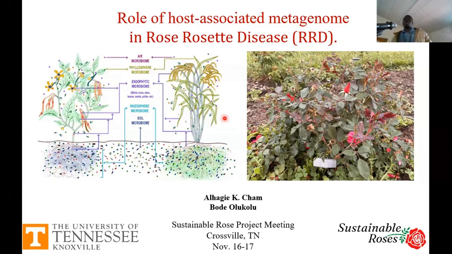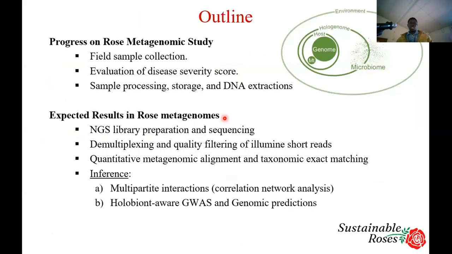I'll be talking about metagenomic studies of the rose rosette. In this project, we're working to understand the role of the host-associated metagenome in rose rosette disease. We outline some of the progress that we have made for these studies, what we're expecting to do, and discuss results from previous studies that are similar to what we are expecting from the future.